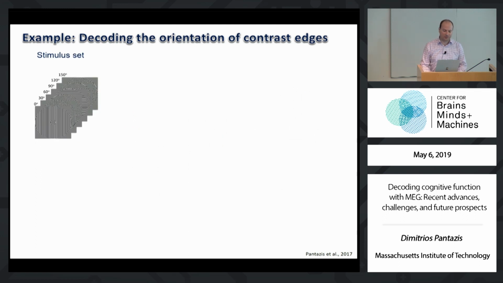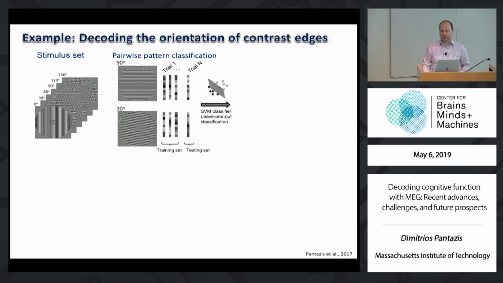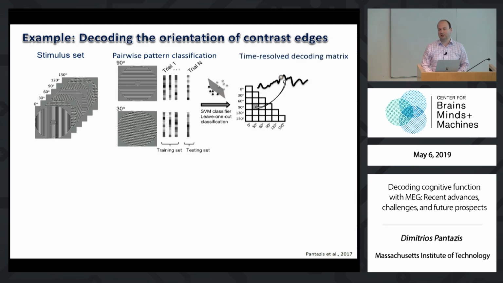And to use as an example to demonstrate this, I will use the decoding of the orientation of contrast edges, which is a very basic feature, and the stimulus set in this experiment was 6 grating patterns of different orientations in steps of 30 degrees. And by now you should be familiar with what is displayed here, the pattern classification for different stimuli, here shown for 90 versus 30 degree orientations, but we can do it for all pairs to populate this 6 by 6 matrix. And we show here the lower triangle because these matrices are symmetric. The diagonal is also undefined, and every element is essentially a time series because we can repeat this process over time. So we get these matrices over time.